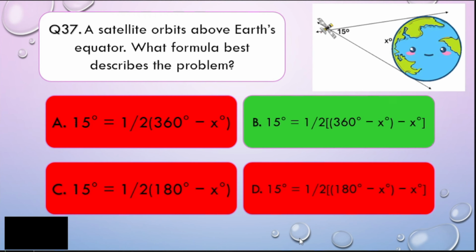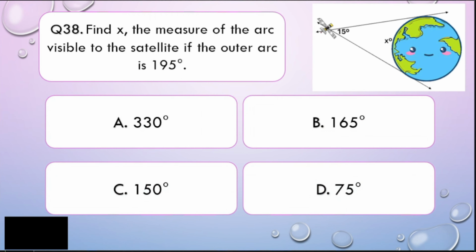So now let us go to question number 38. Find x. Okay, so it has already been given with a value. If the outer arc is 195 degrees. Alright. Is it A, 330 degrees, B, 165 degrees, C, 150 degrees, or letter D, 75 degrees? I'll give you 5 seconds to think about your answer.